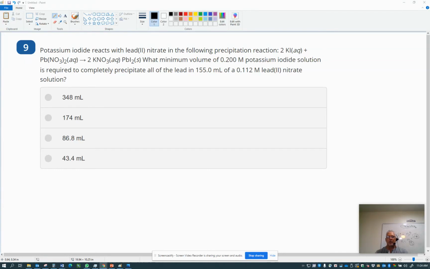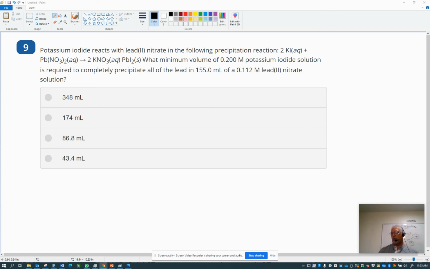Hello everyone. Today I'm going to answer problem number 9, the one that we were working on Thursday this week. The problem is related to the chapter solutions, and that was involving stoichiometry. That's why I want to share with you my answer on this one. Again, this is for chapter solutions.